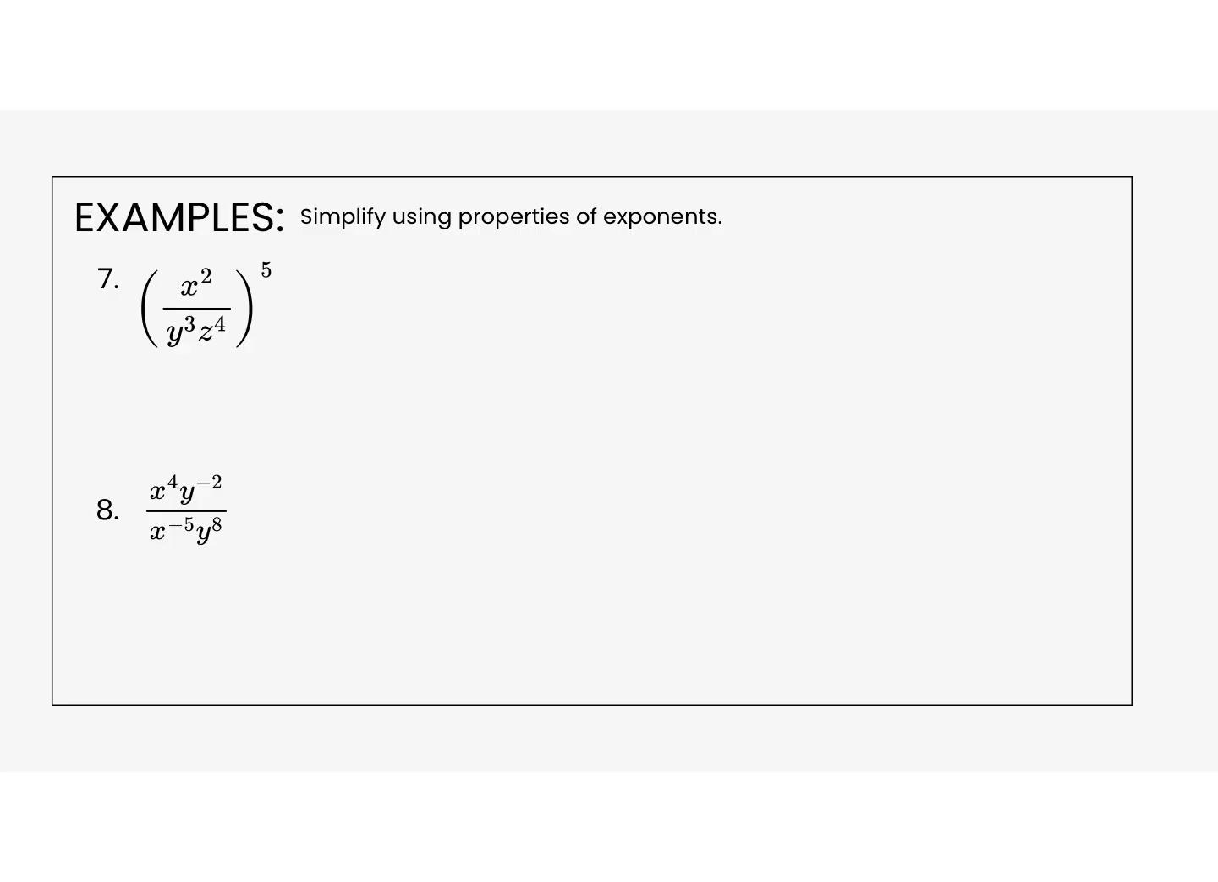All right, so let's do a few more examples. They get a little bit more complicated now that we added some rules, but let's just break it down. So I'm going to start with my x's. I'm taking x to the second to the fifth power, power of a power, so I multiply those, so x to the 10th. And then I'm going to take y to the third to the fifth, which would be y to the 15th, and z to the fourth to the fifth, so z to the 20th.